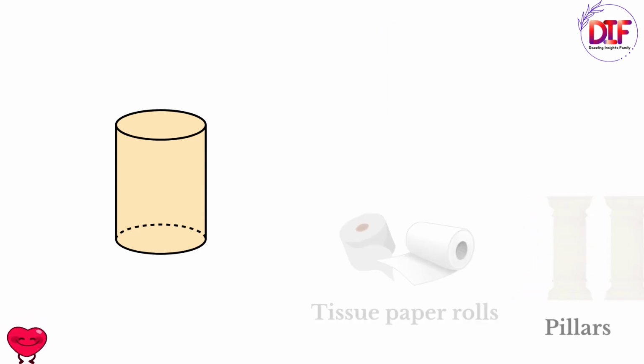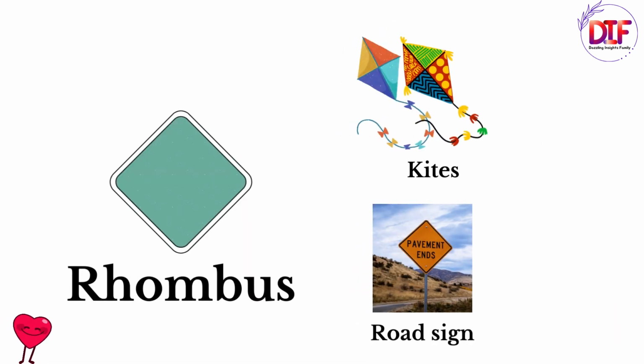Another shape that we have here is rhombus. R-H-O-M-B-U-S, rhombus. A good example of this shape is kite. And another one is road sign. Some road signs do take this shape, rhombus.